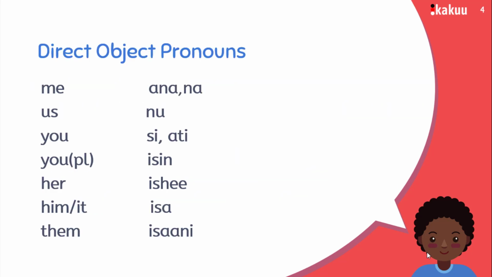Direct object pronouns. Me, ana, na, us, nu, you, si or ati, you in its plural version, isin, her, ishee, him or it, isaa, they, isaani.